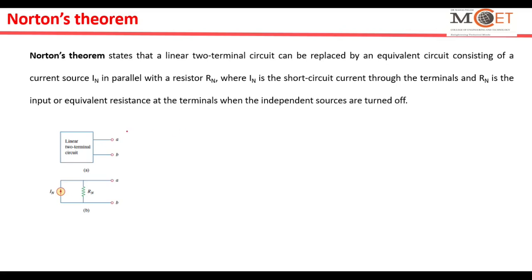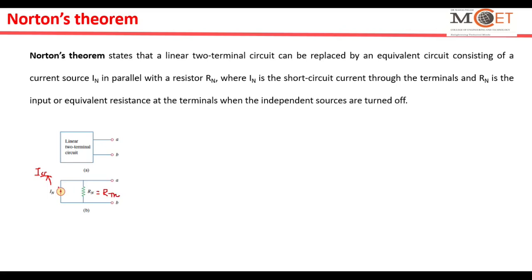circuits. Norton's theorem states that a linear two-terminal complex circuit with two terminals AB can be replaced with an equivalent circuit consisting of a current source in parallel with the resistance Rn. This current source is called as Norton current or short circuit current, and this resistance Rn in parallel with the current source is called as Norton's resistance or Thevenin's resistance.